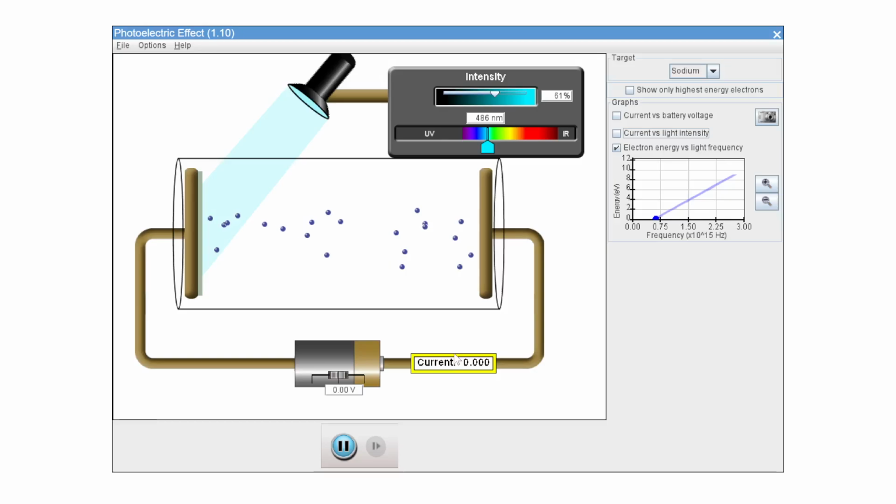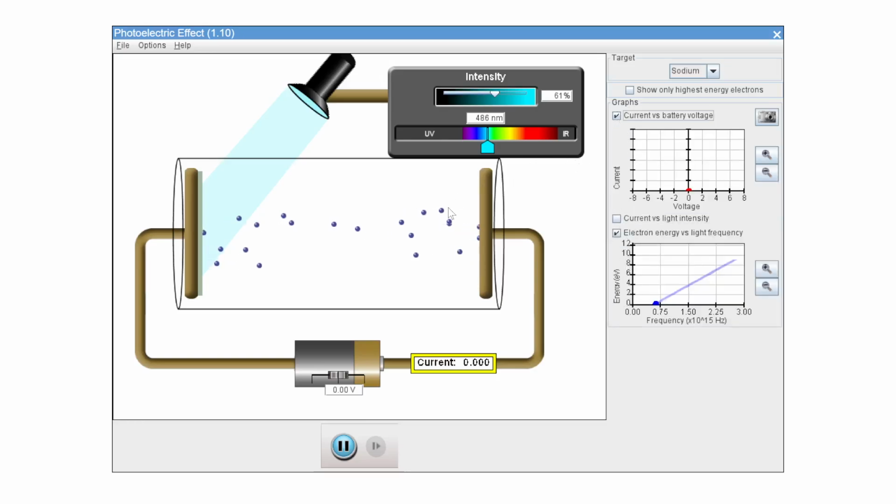You can calculate that. Now I want to show you the current versus battery voltage. The current is there because a large number of electrons are being emitted. If I make this potential higher, it is going to attract the electrons quicker. Is the current increasing? Why is this not increasing? Let's decrease the frequency. So see, yes, larger voltage means larger current. I'm going to further decrease it. Okay, let's try this again.